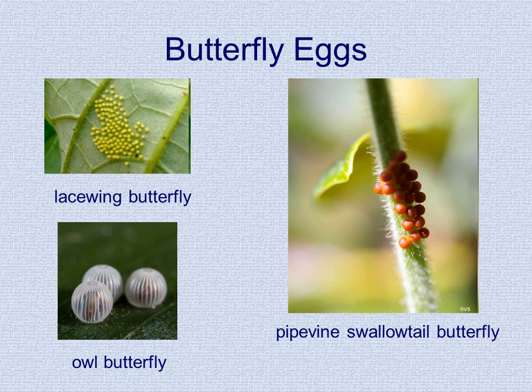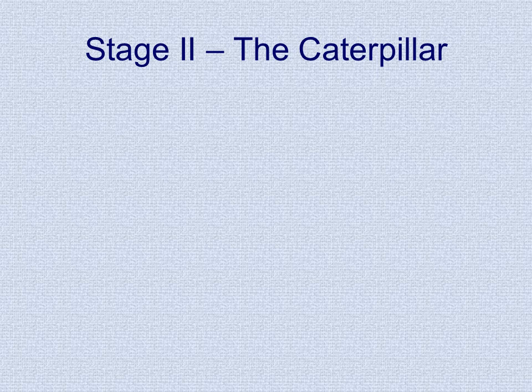Now here's some different butterfly eggs that you can see. The lacewing butterfly up in the upper left-hand corner, little yellow clusters of eggs. The owl butterfly underneath, very complex-looking eggs, transparent shell. And then the pipevine swallowtail butterfly are these kind of orangey red looking cranberry kinds of eggs.